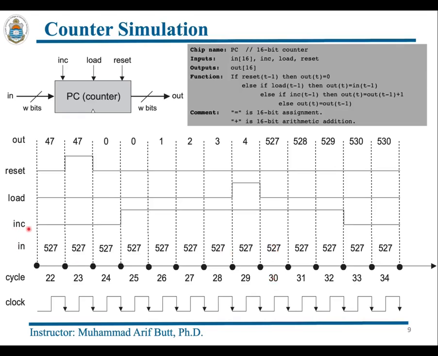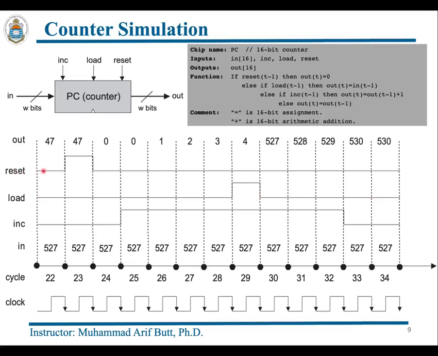This is the increment input, and over here it is 0, and over here it is 1, and then again over here it is 0. This is the load input, which is 0 for all these cycles, and over here it is 1, and then again it is 0.